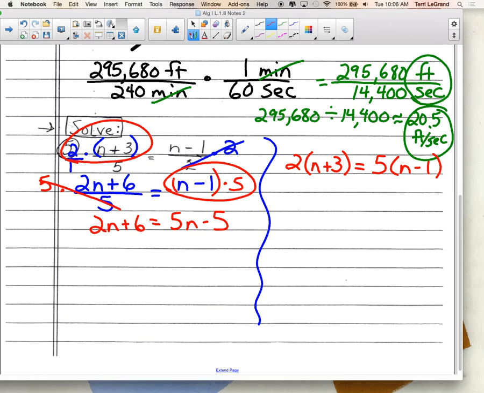So what you're doing is not wrong, Austin. You can do it that way. It's just going to maybe take you a few more steps. So now, I'm going to use cross products because I love cross products. 2n plus 6 equals 5n minus 5. Am I right? Well, now what?